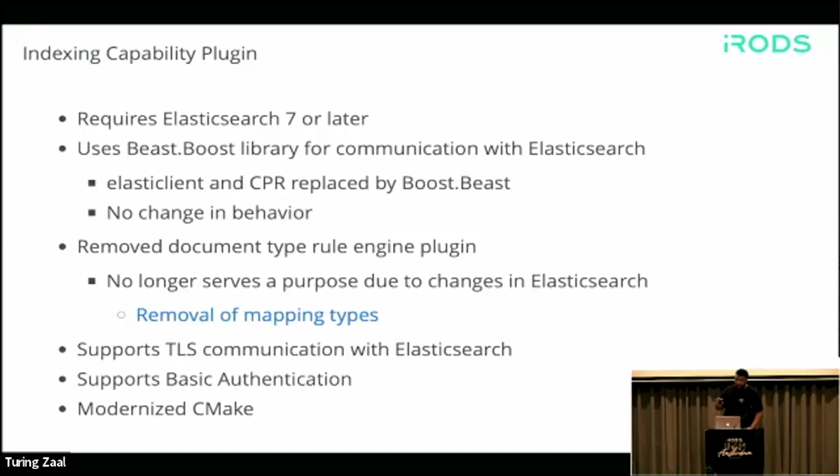Due to a change in Elasticsearch, because they removed mapping types, we also ended up removing the document type rule engine plugin. So now the indexing plugin only ships with two rule engine plugins: the Elasticsearch backend and the indexing front end. We've also improved TLS support for the Elastic Client, and it now even supports basic authentication. And of course, as always, we worked on modernizing the CMake build system.